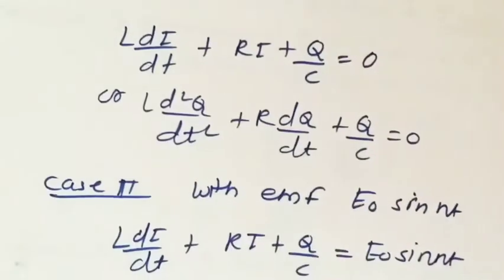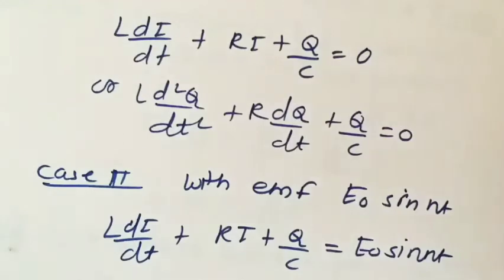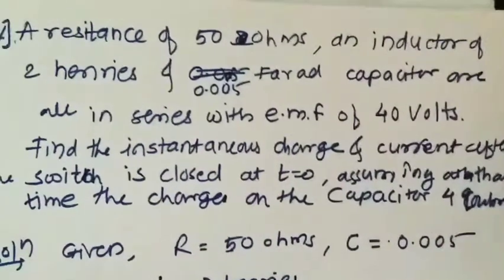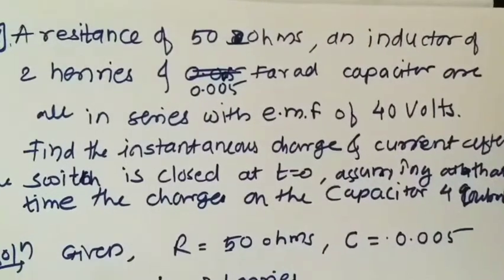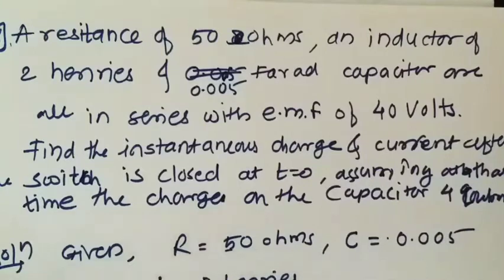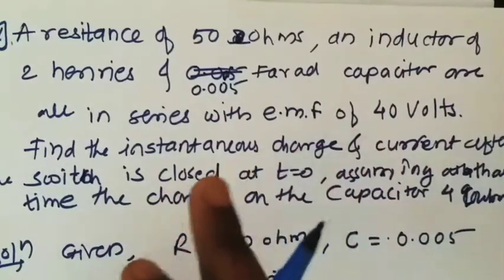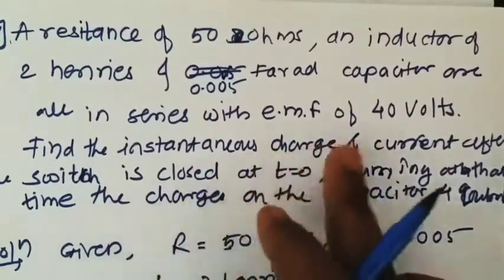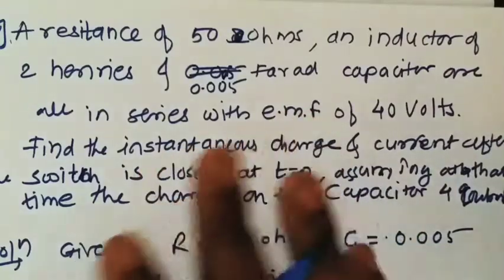Now we are going to take one problem on this, a problem based on electrical circuit. Here is the example. A resistance of 50 ohms, an inductor of 2 henries and a 0.005 farad capacitor are all in series with an EMF of 40 volts. All these are in series.